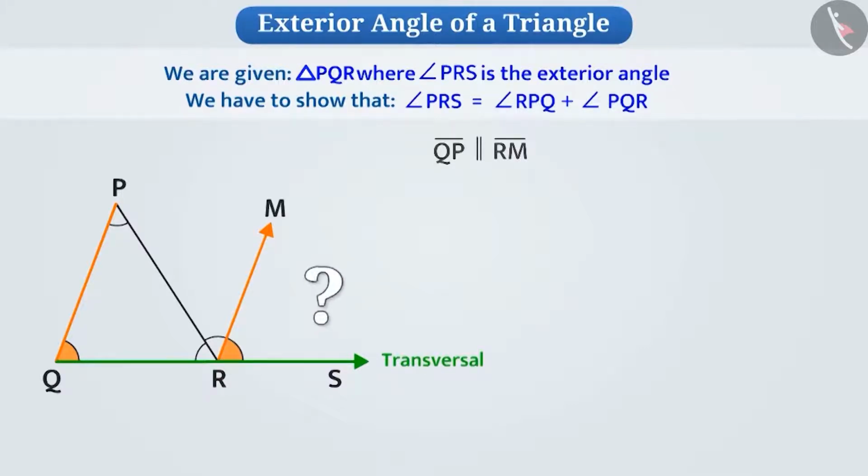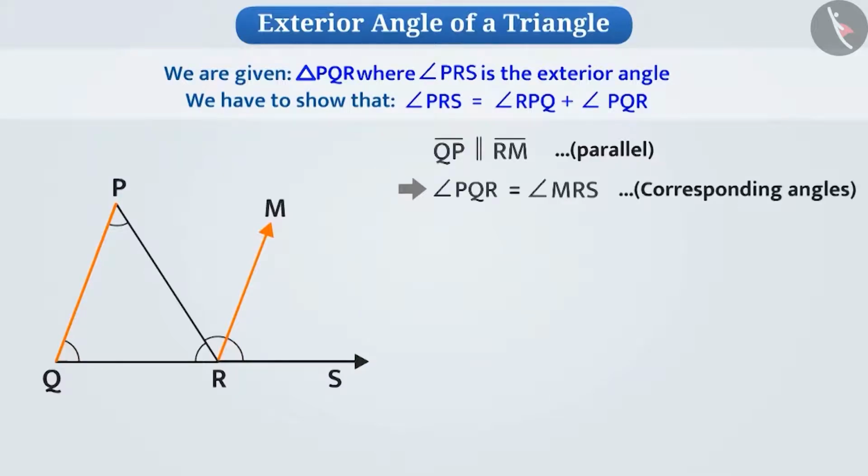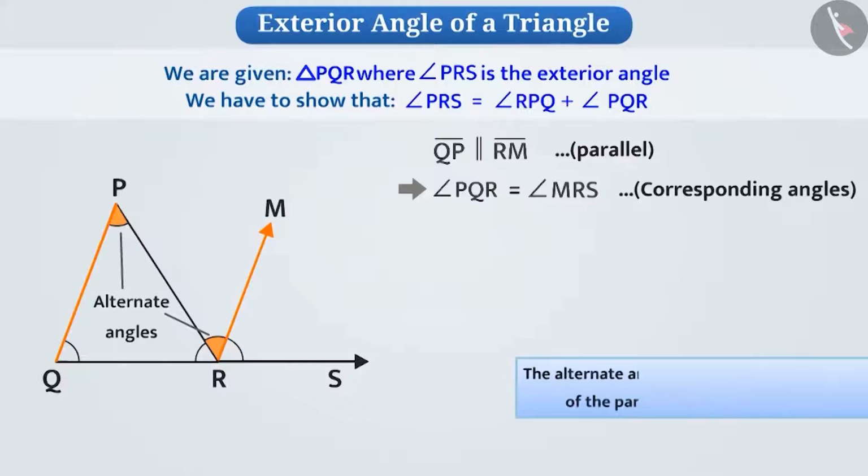Think for a while. Let me tell you, here QP and RM are parallel and angle PQR and angle MRS are corresponding angles formed by a transversal QS of side QP and line RM. Since the corresponding angles formed by a transversal of the parallel lines are equal, therefore, we can say that angle PQR is equal to angle MRS. Similarly, here angle RPQ and angle PRM are alternate angles, and the alternate angles formed by a transversal of the parallel lines are also equal. So, angle RPQ is equal to angle PRM.